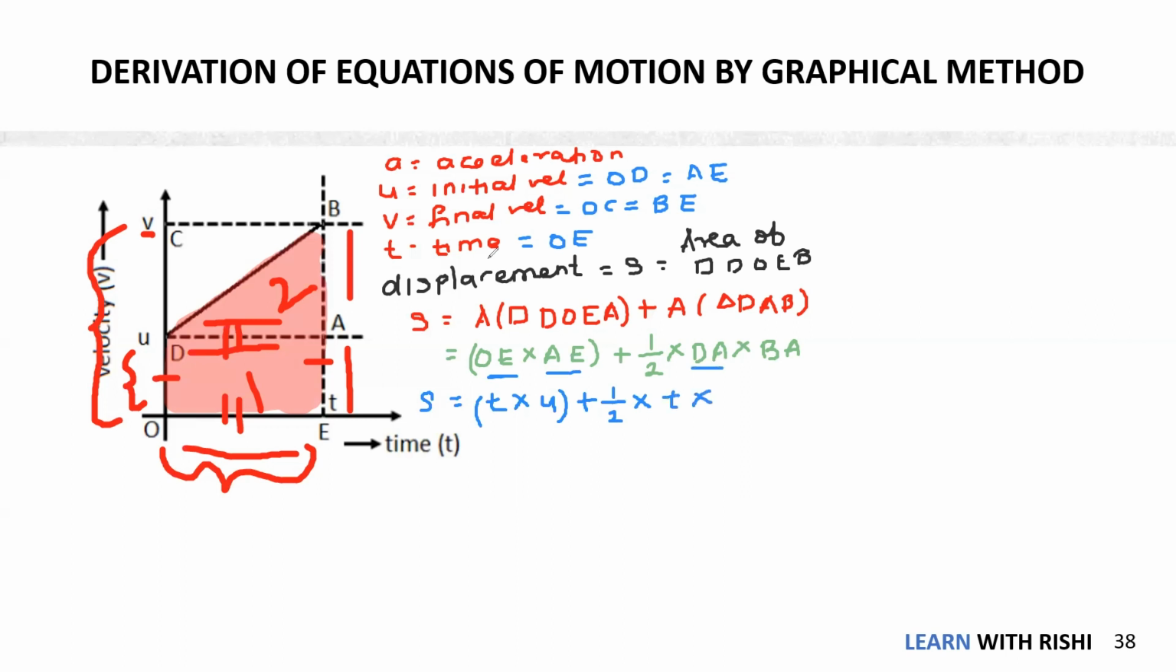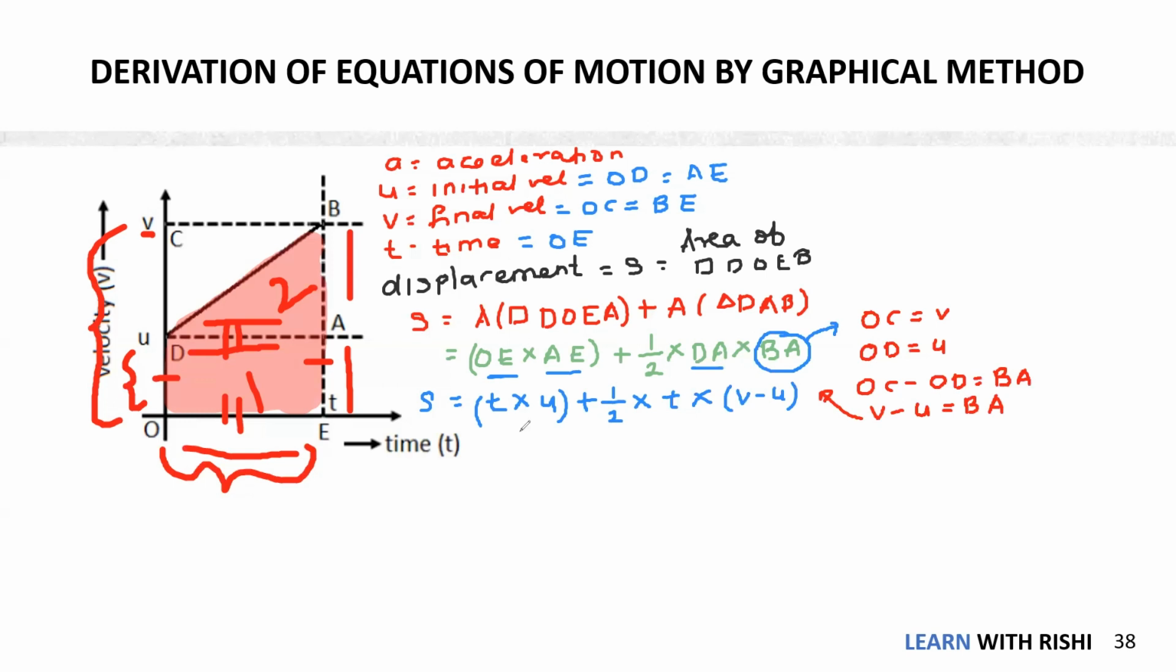Now in order to find AB or BA, what we need to do? I am finding the value of BA here. From the graph, if you observe, value of OC is equal to v, value of OD is equal to u. If we subtract OD from OC, so OC minus OD will give us BA or AB. So v minus u will be equal to BA. So we substitute this value here. In place of BA, I can write v minus u. I hope you understood this step.